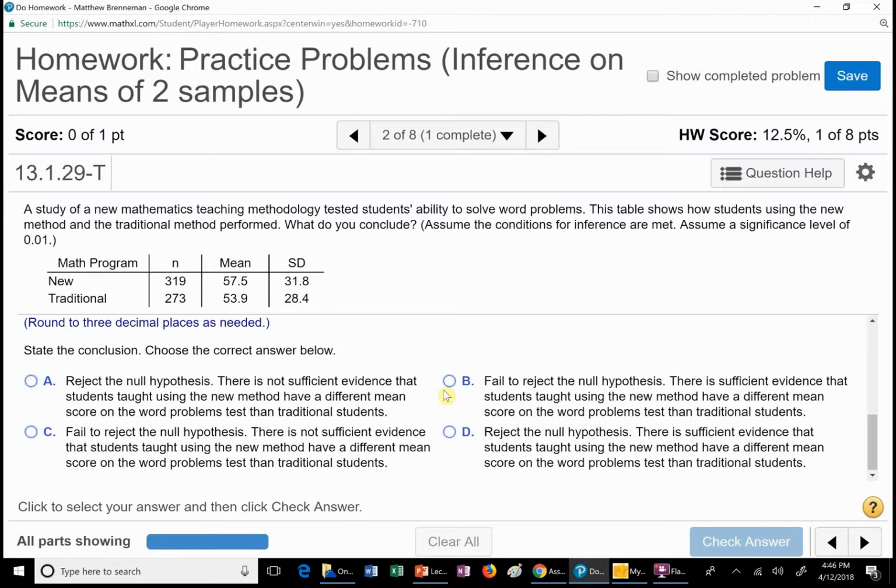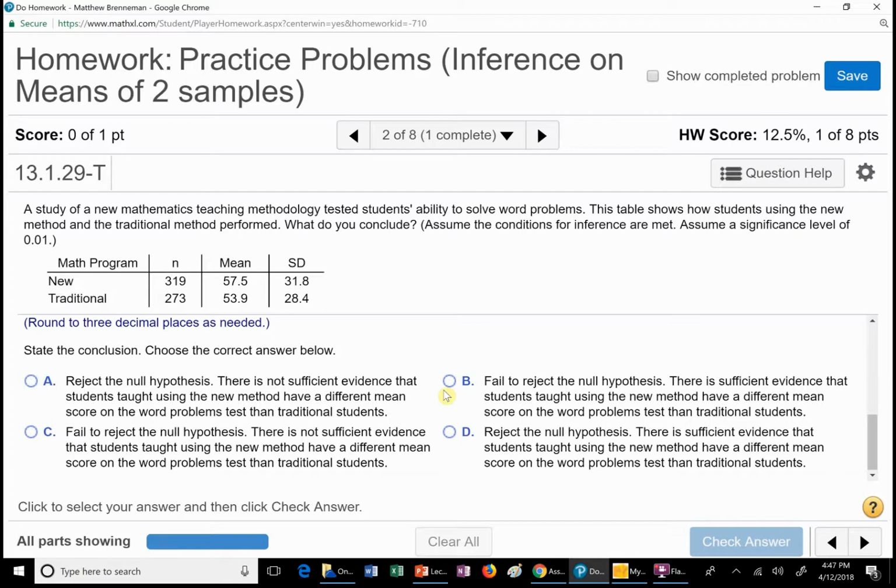So now you have to be careful. Notice there's two different fail to rejects. So when we fail to reject, what do we say? Do we say there is evidence or there is not evidence? There's not sufficient evidence to. Right, because this is the second quarter law. We say there's not sufficient evidence to find the person guilty. That's the alternative, right? So when we fail to reject, we say there is not sufficient evidence to believe the alternative, which is that using this new method, they have different means.